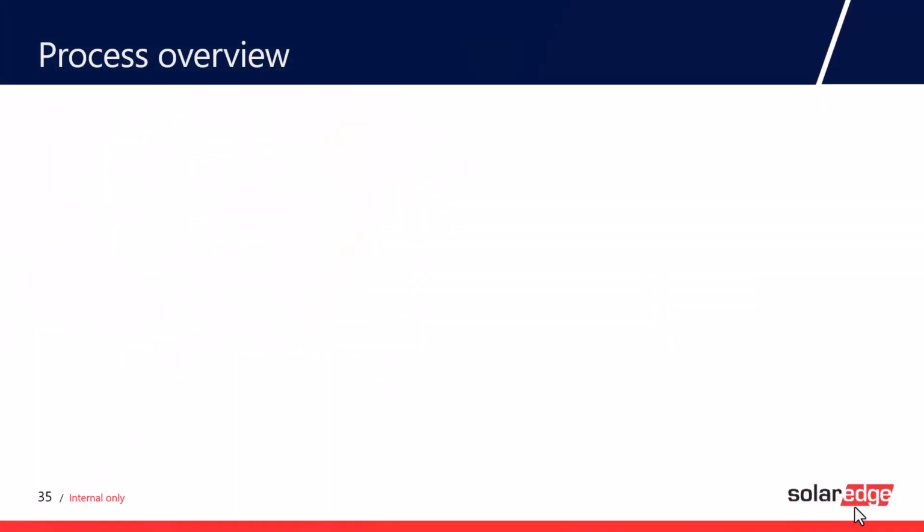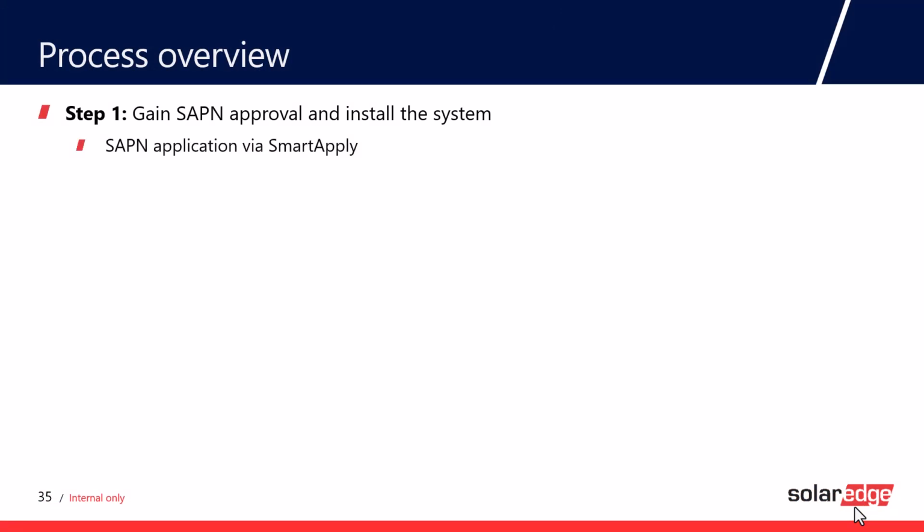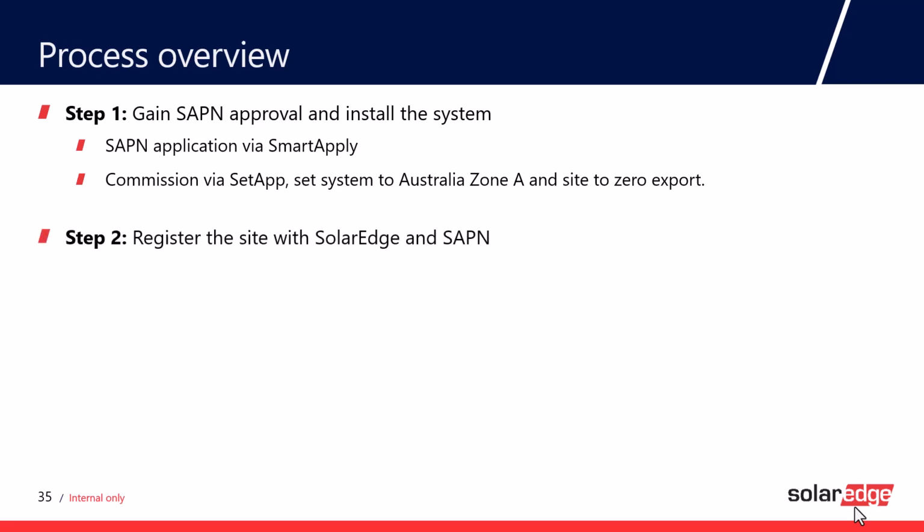So let's quickly recap then. The process overview is step 1. You need to gain approval from SAPN for the install via their smart apply, and you need to commission the installation via SetApp. Once it's all in, set the system to Australia Zone A, and also set the site to 0 export.